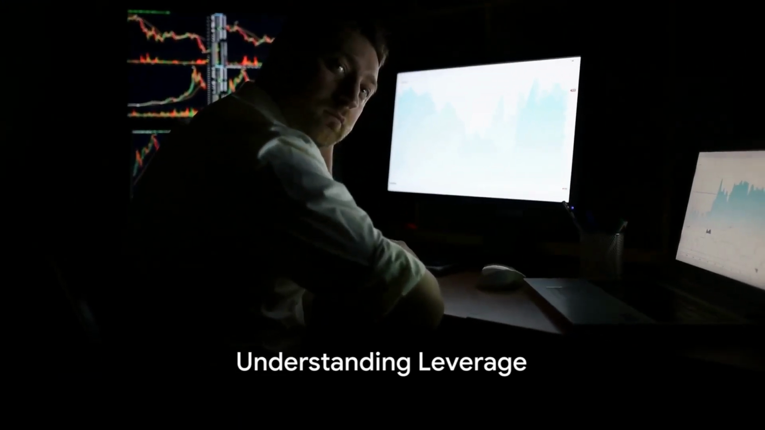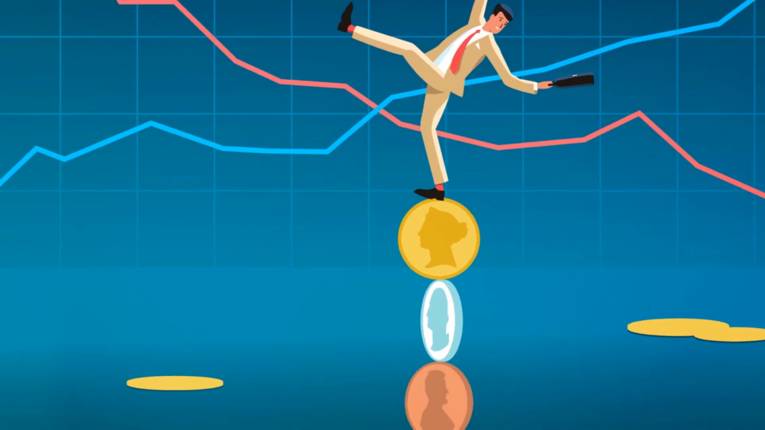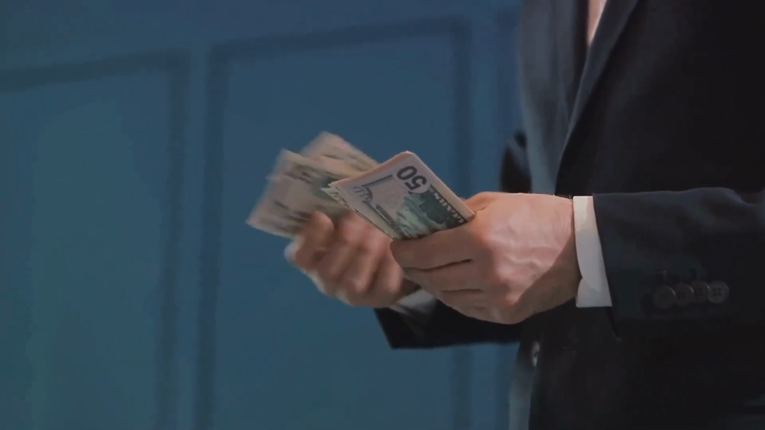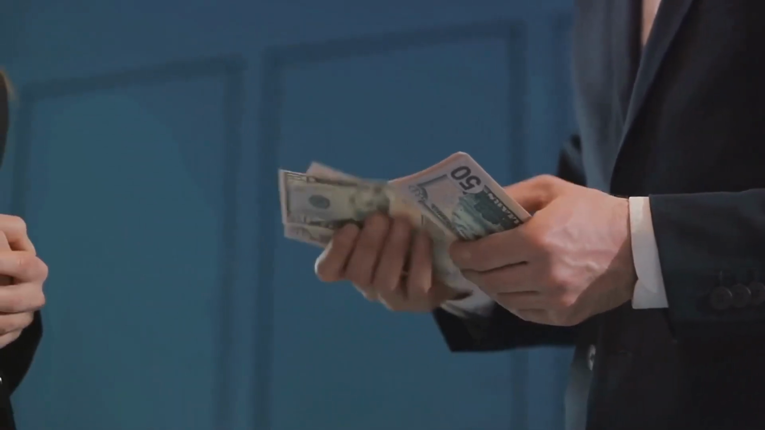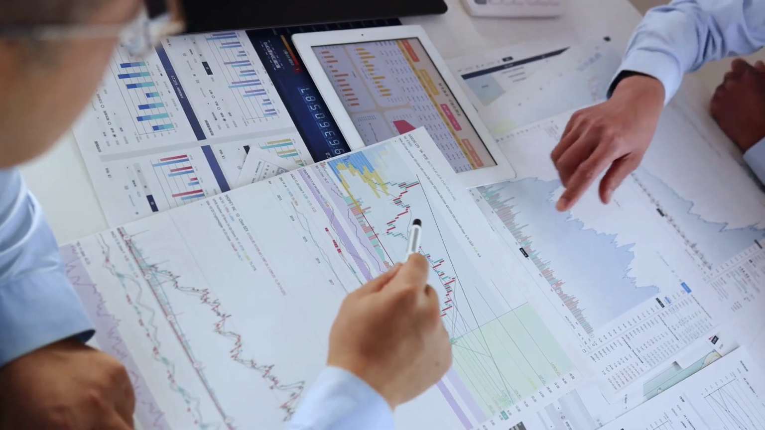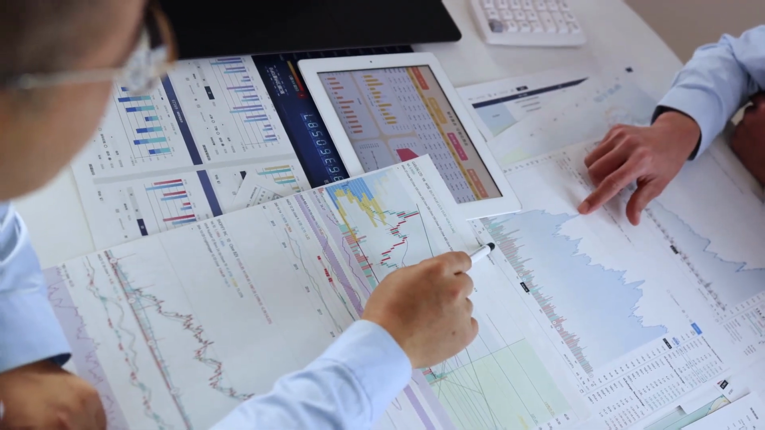Moving on to a term you might have heard, but not really understood: leverage. Leverage in trading is like a double-edged sword. It allows you to trade larger amounts than what you have in your account, or in other words, is multiplying your investment. While it can amplify your profits, it can also magnify your losses, so handle with care.